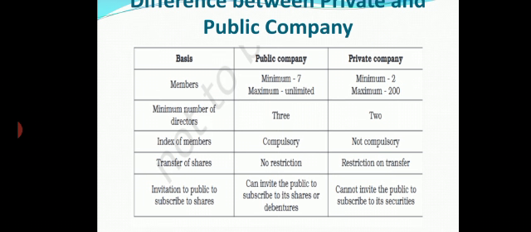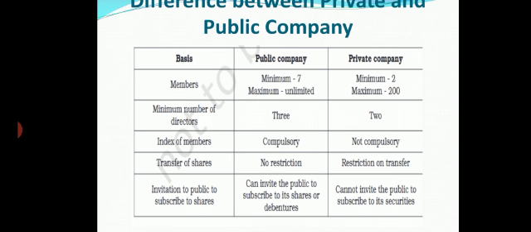Now to start a public company, minimum 7 members are required and maximum there is no limit, it is unlimited membership. When it comes to a private company, minimum 2 members are required and maximum 200. Minimum number of directors, for a public company 3 directors are a must, for a private company it's only 2. Index of members is compulsory in case of a public company, but there is no compulsion of maintenance of index of members in case of a private company. Shares of a public company, no restriction. We can also say easy transferability of shares is available in case of a public company, but there are restrictions on transfer of shares in case of a private company.